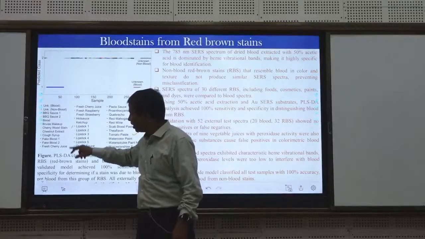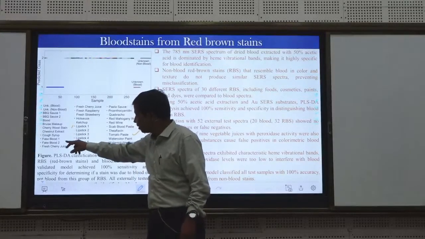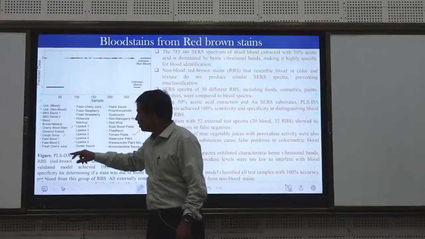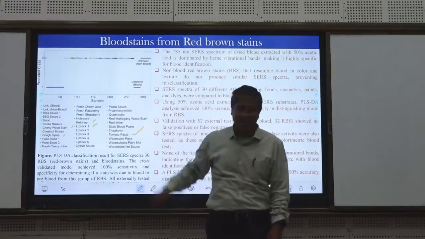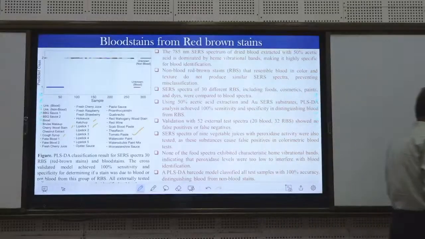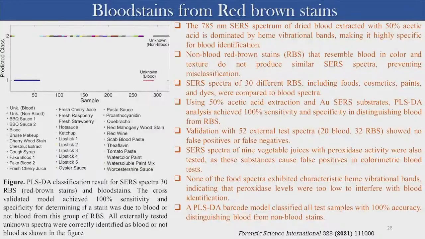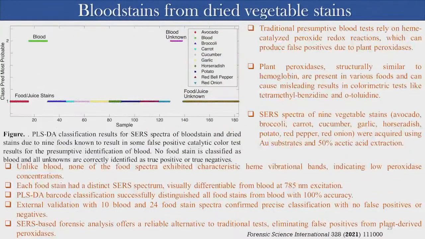Makeup, cherry wood stain, chestnut, fake blood, cough syrup, lipstick, ketchup. So many things they have studied, and they have said that yes, Raman spectroscopy can help you tell whether it is dried human blood or not. And if it is a vegetable stain, that also can be identified from the blood.